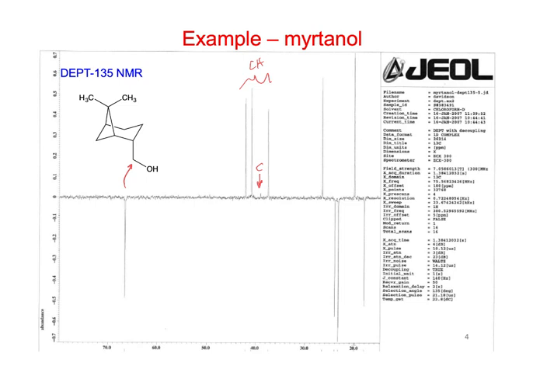What about the CH2s and CH3s? Obviously, the ones that are negative are the CH2s, and these two are the CH3s. Why is it like that? I think they have different steric environments and things like that. There's nothing much different in the shapes.